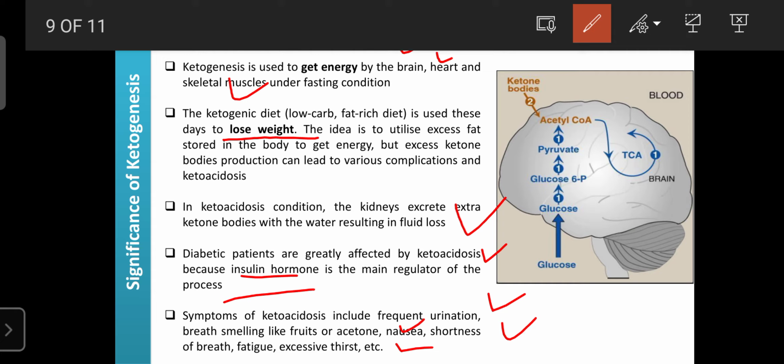You may need more water. Your thirst cannot be quenched even if you are drinking a lot of water. So these all denote the symptoms of ketoacidosis. So there is a need to concentrate on how to avoid ketoacidosis.